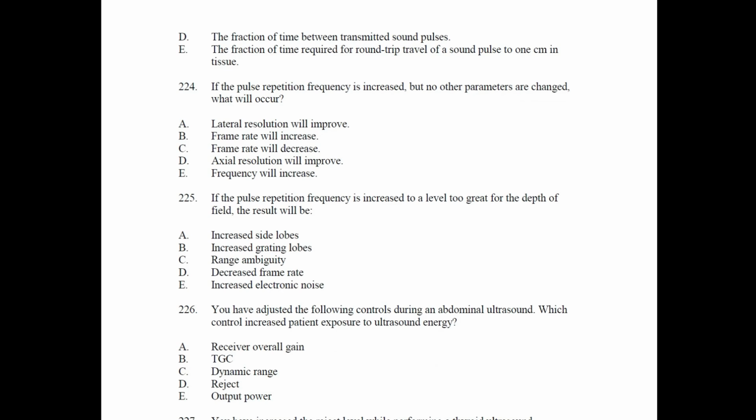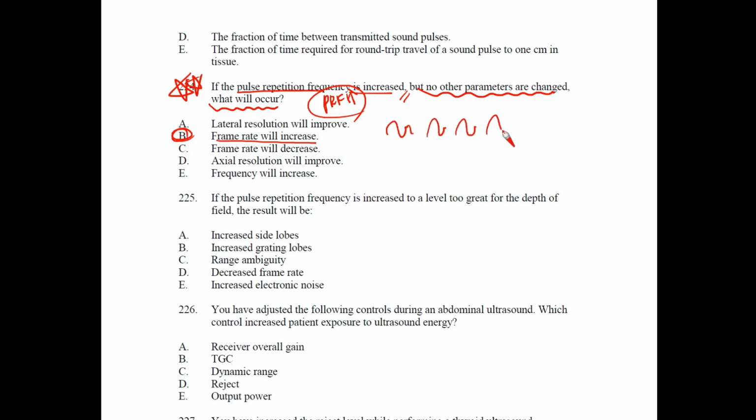Next, let's move on and look at question number 224. Questions related to the adjustment of PRF are almost always included in the exam. When the PRF is increased and all other parameters remain unchanged, you can consider that only the PRF here has increased. This question is asking what kind of result will occur in this situation. The correct answer would be to choose option B. When the PRF increases, more pulses are generated, and as a result, the frame rate that can reproduce the image also increases accordingly. Therefore, since all questions related to frame rate or PRF are important, I strongly recommend that you solve all of them.